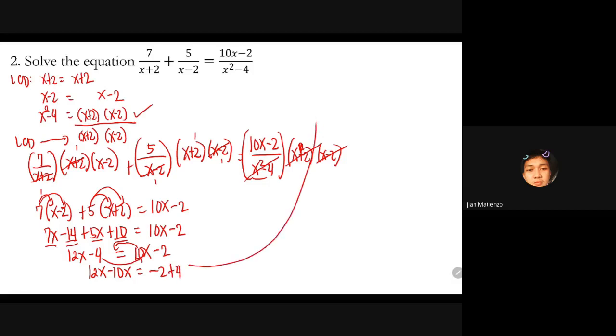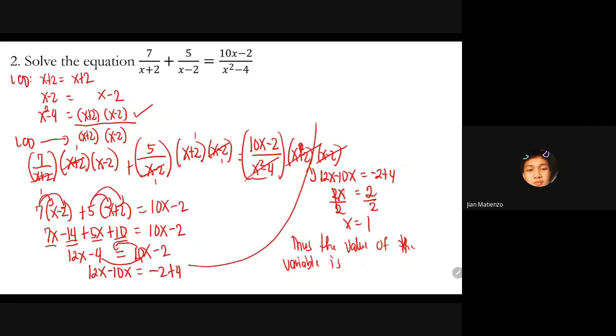Ay, sorry. Ayan, hindi ko na siya makuha. So this will be 12x minus 10x is equal to negative 2 plus 4. 12x minus 10x, that is 2x, is equal to positive 2. Dividing both sides by 2, that will give the value of x as 1. Okay? I am going to leave you the checking part, kasi chinek ko naman siya, equal naman siya. That's the value of the variable is 1.